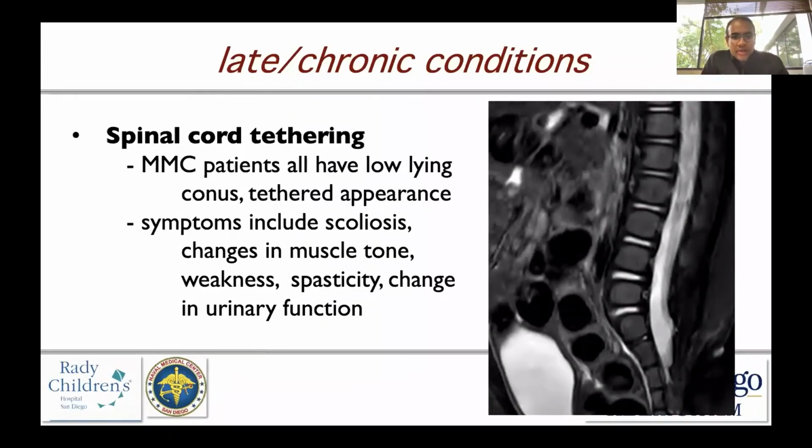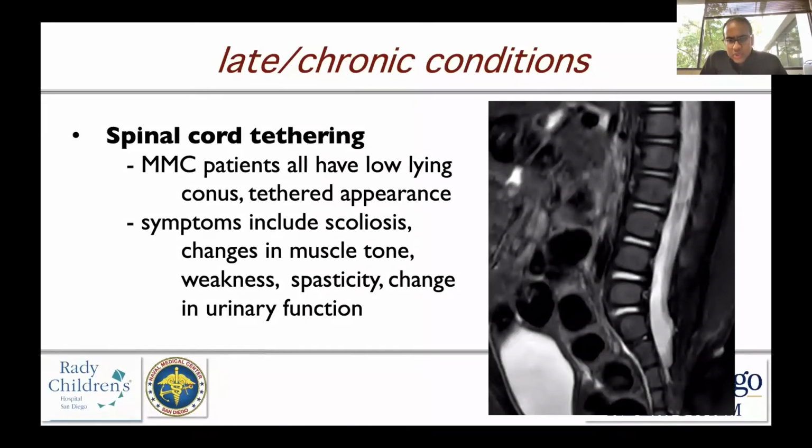And so when someone undergoes an MRI and say they have a tethered cord, I don't particularly jump, because tethered cord is not just a diagnosis of radiographics, it's a clinical diagnosis, and you'll hear that through and through your neurosurgery training moving forward. Symptoms of spinal cord tethering can be quite broad. They include scoliosis or curvature of the spine, changes in muscle tone, weakness, spasticity, changes in urinary function or bowel function, and things like that.